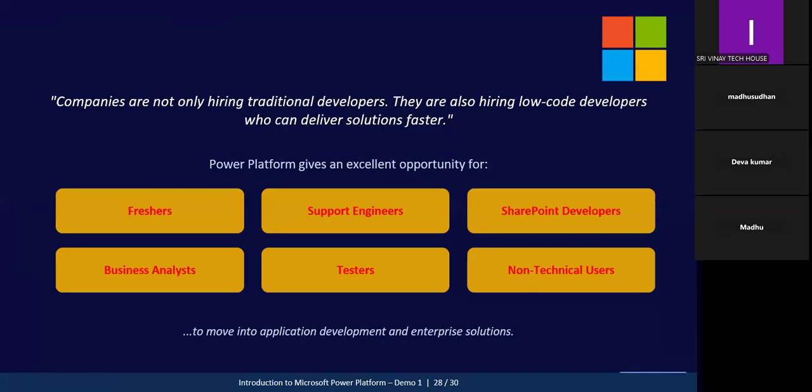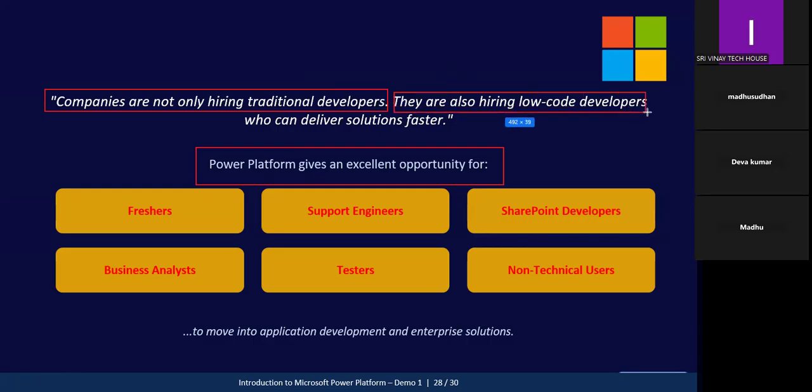So this is the last slide presentation, guys. Companies are not only hiring traditional developers. Traditional developers are those who have extensive experience in .NET, Java, and other languages. We will call them traditional developers. Companies are not only hiring traditional developers to build applications. They are also hiring low-code or no-code developers who can deliver applications or solutions faster.